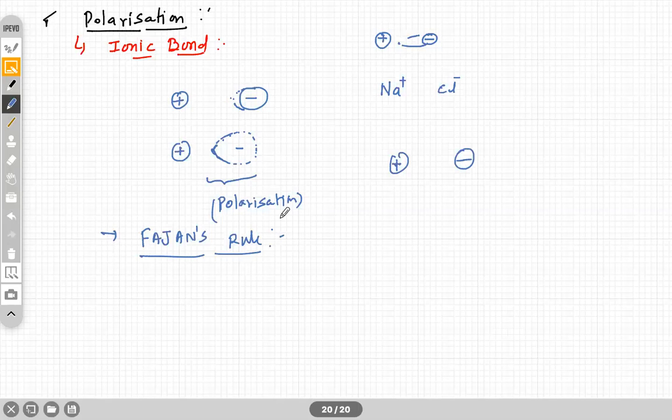One last line you write down. Polarization leads to covalent character in ionic molecules.